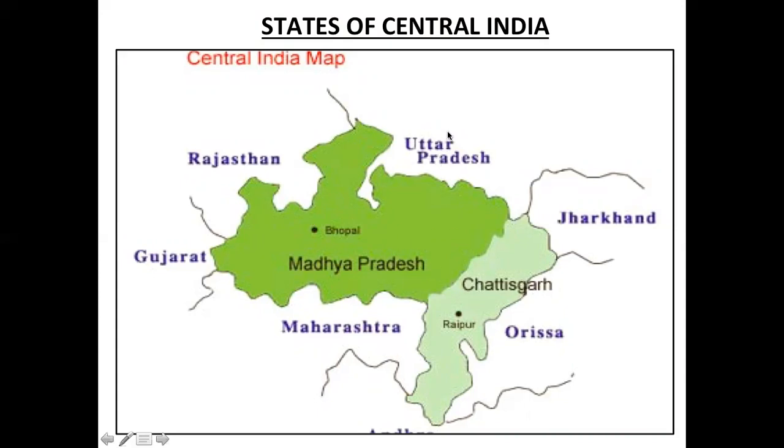Then we have the neighboring states. Let's see the neighboring states also. That is Uttar Pradesh, Jharkhand, Odisha, now it's called Odisha, Maharashtra, Gujarat, and Rajasthan. So these are the states which are the neighboring states of Madhya Pradesh. So it becomes easy for you to know the location of each state.